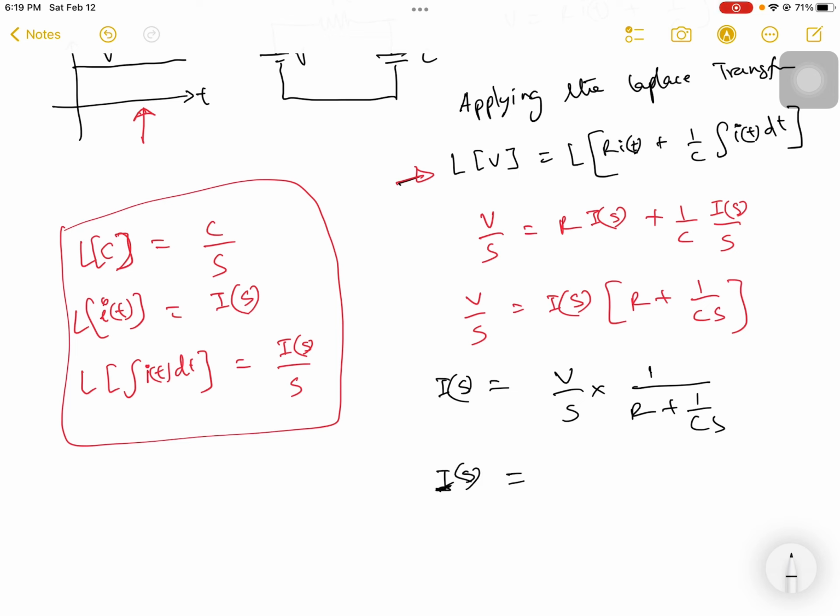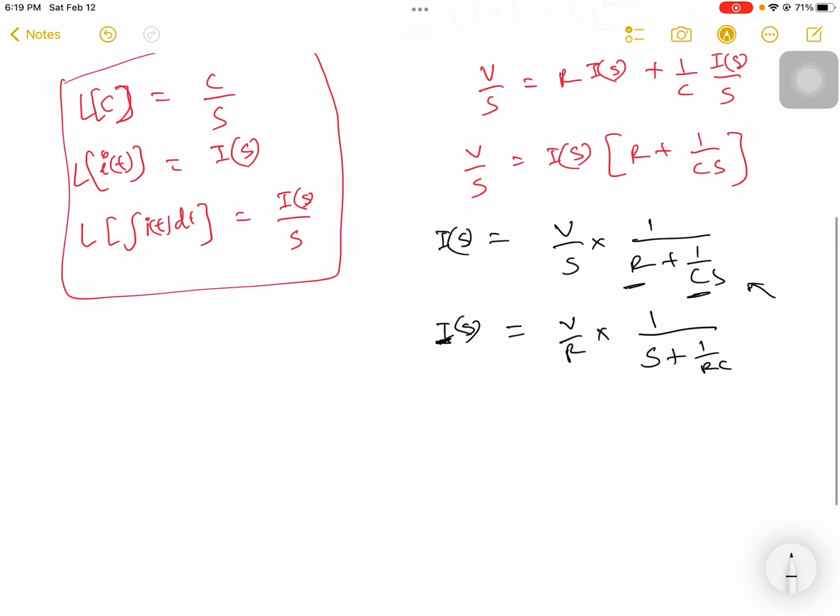Let's take the common term in the denominator. Let's take R as a common term for both of them. So it will be V/R times 1 over (s plus 1/(RC)). Now with this we have come to the standard formula. When we apply the inverse Laplace transform, we will be able to use it. We have made this into the standard formula.